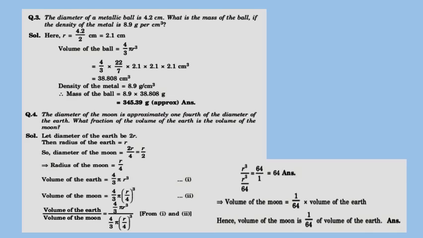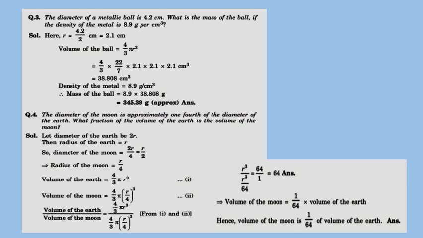345.39 gram. The diameter of the moon is approximately 1/4 of the diameter of the earth. So here we have to calculate what fraction of the volume of the earth is the volume of the moon. So first let the diameter of the earth be 2r. And therefore the radius of the earth is r. Diameter of the moon is what? 1/4. So it is 2r upon 4, that is r by 2. So the radius of the moon is r by 2 divided by 2, which means it becomes r by 4.